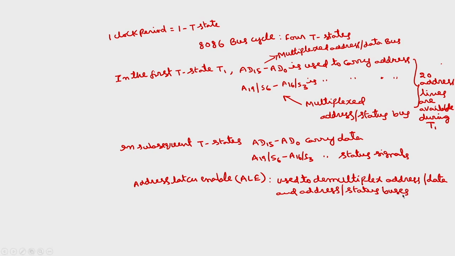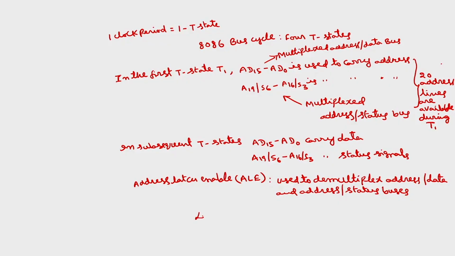How exactly will this be demultiplexed? For that we require latches. We know what is meant by a latch. A latch is some sort of D flip flop. A clocked D flip flop will act as a latch. So what is the operation of the D flip flop? Assume this is negative edge triggered; the bubble represents negative edge triggered. This is the clock, this is D, and this is Q and Q bar.